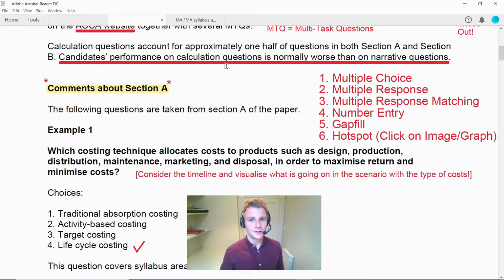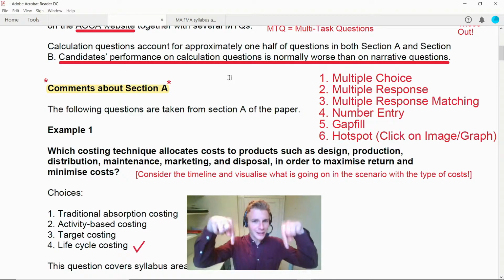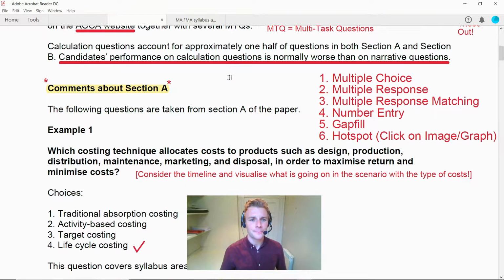Candidates' performance on the calculation questions is normally worse than on the narrative questions as well. Okay, well, that's interesting. We're going to have to have a look at that for the calculations as we go through. We're going to have to look at the pro formas, and they've highlighted on here in the external examiner's report which calculation questions you should be prepared for as well, because they're the ones that students get wrong on. But again, not to spoil the fun, we're going to come on to that. So let's keep going through.